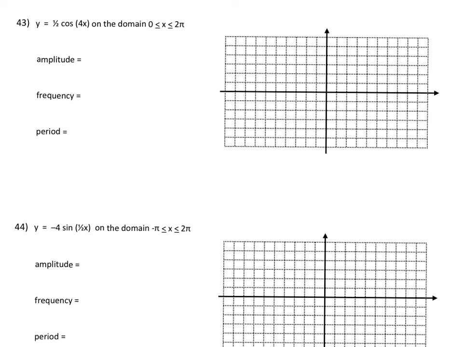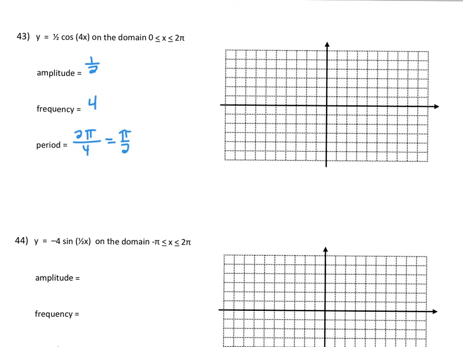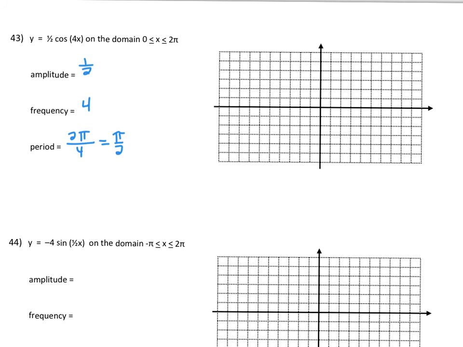Okay, so we're on the last page here, number 43. All right, so we should be getting the hang of these now, right? So the amplitude is 1/2. The frequency is 4. And the period, since it's equal to 2 pi over the frequency, 2 pi over 4, would simplify to pi over 2. All right, so now if we want to think about what a cosine curve looks like, it starts off high, drops all the way down to its minimum, and ends back off high. Okay, here's our 1, 2, 3, 4, 5 points.